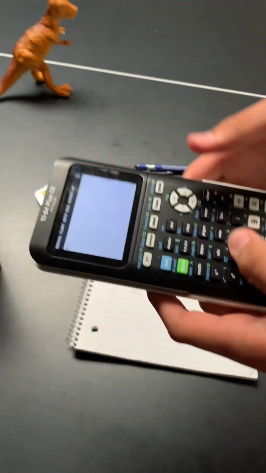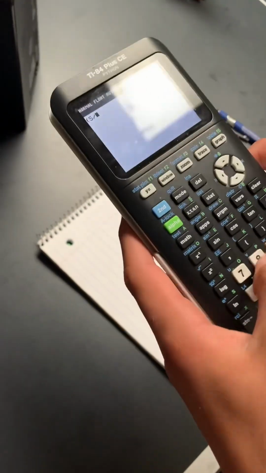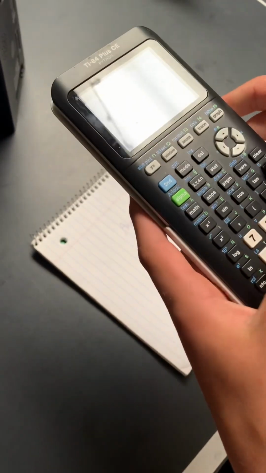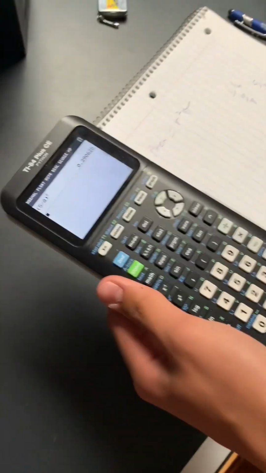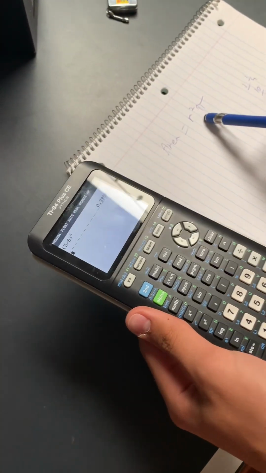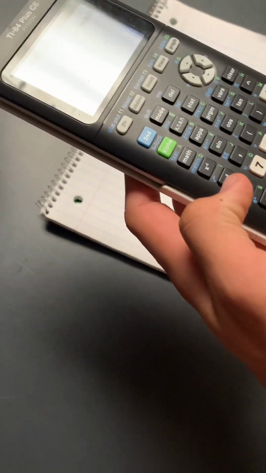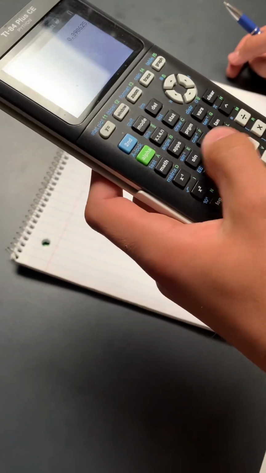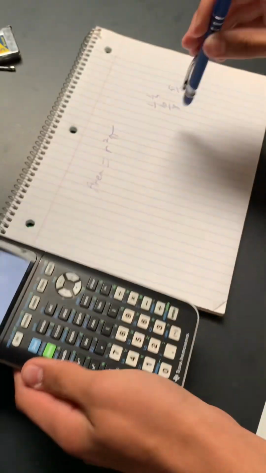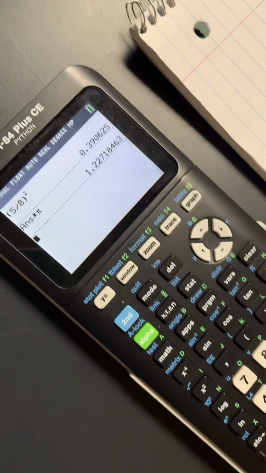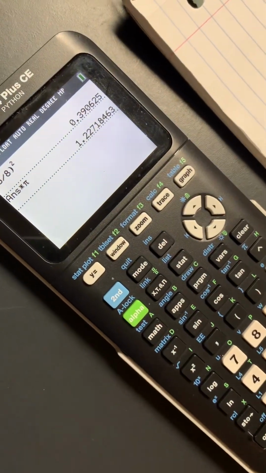And then if you go to your calculator and you plug in 5/8 squared to find radius squared, and then after you do that, you multiply it by pi. And after you do that, you'll find that the area of this coin is 1.227.